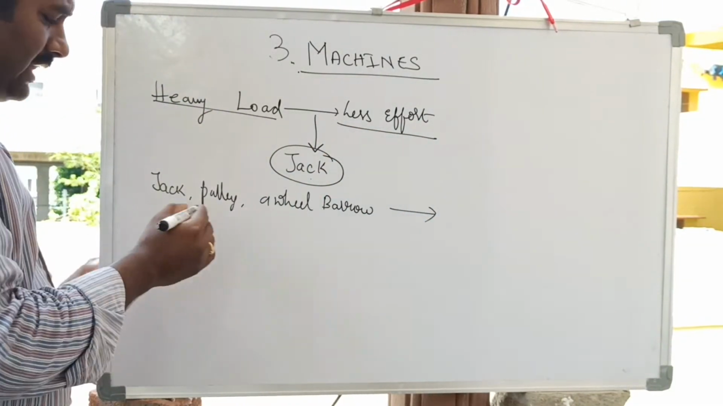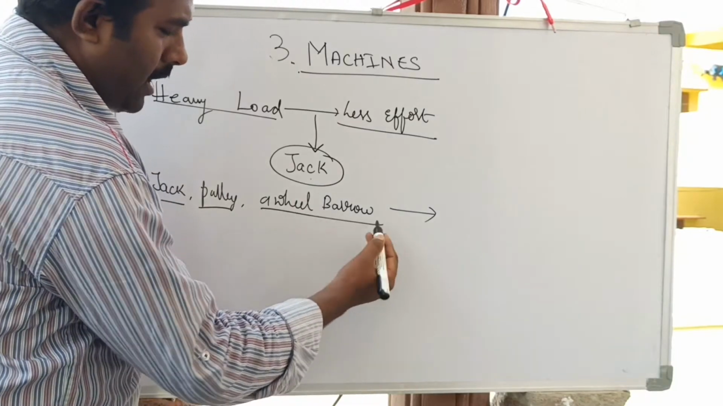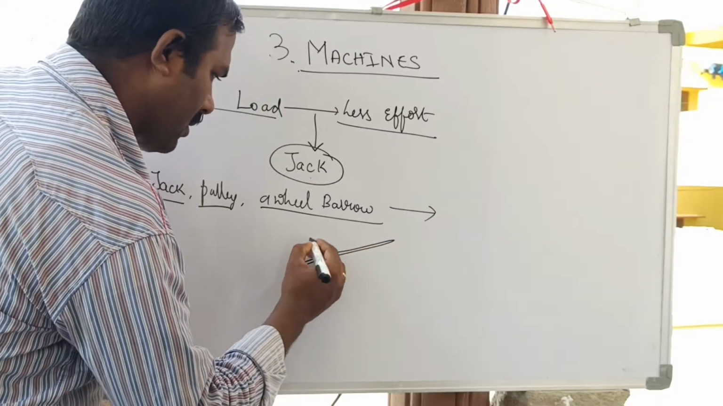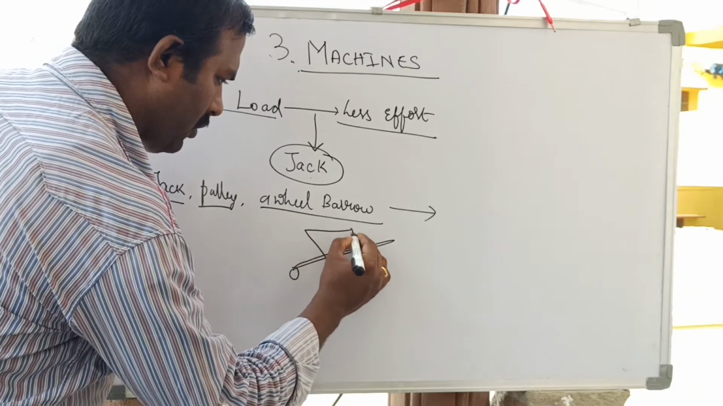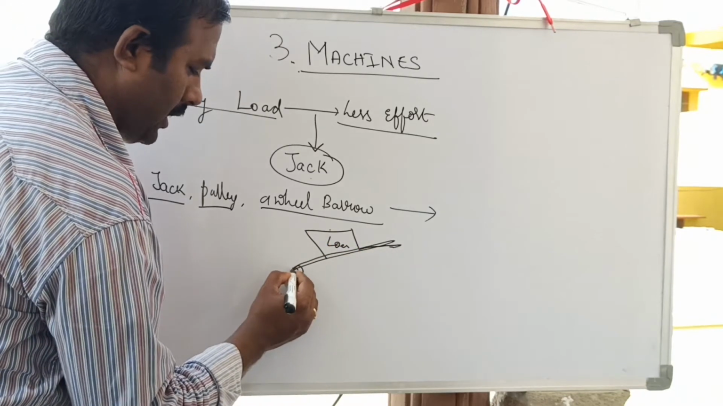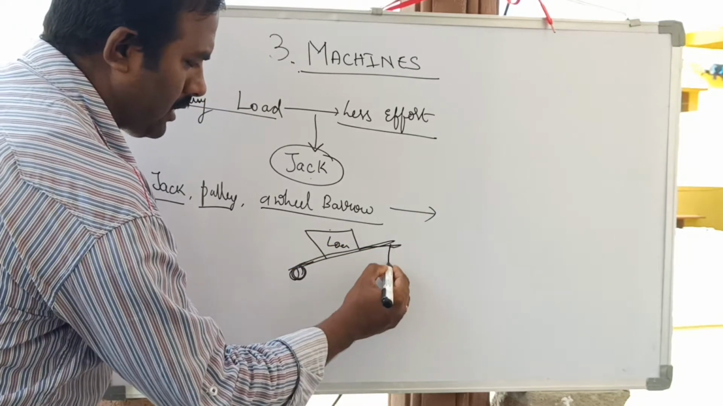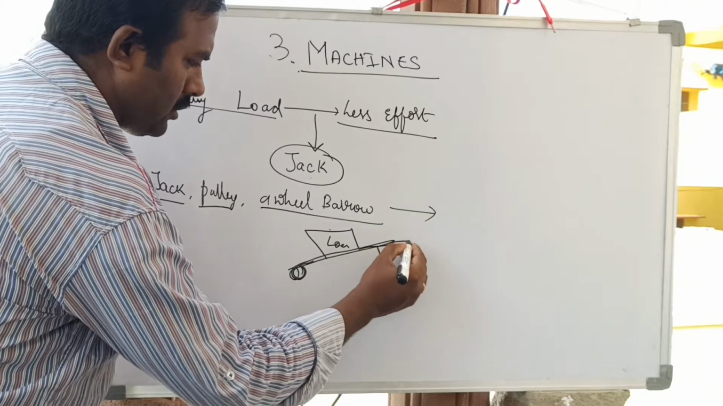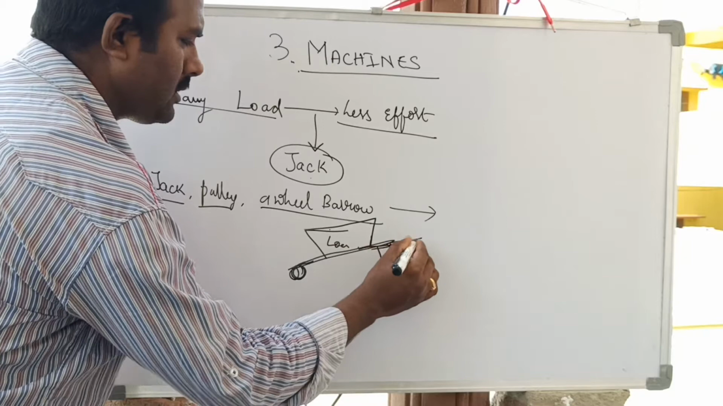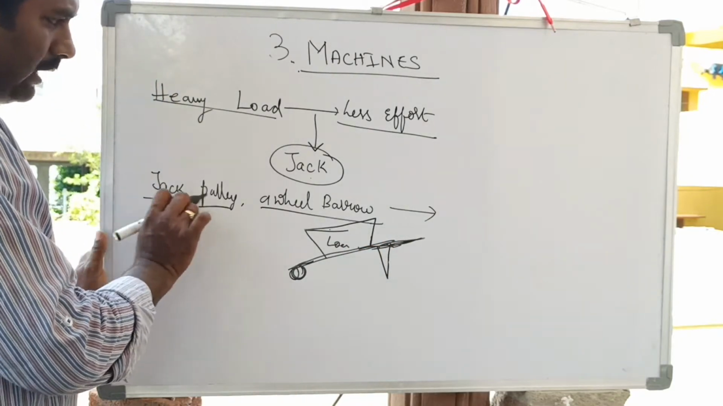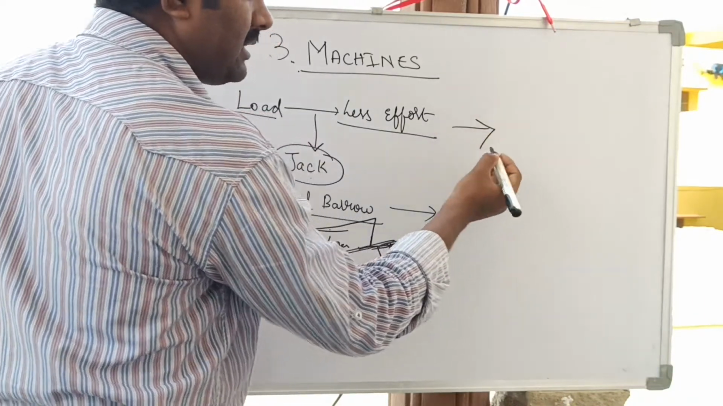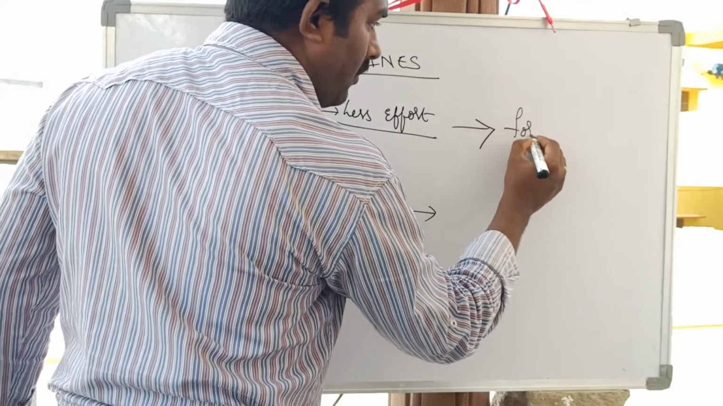We have seen the jack, and now a wheelbarrow. You know the wheelbarrow? This is a wheelbarrow. In this we keep the load, and the wheel is present here. We use it to carry heavy loads. These three machines, jack, pulley and wheelbarrow, will make our work easy by multiplying our force.